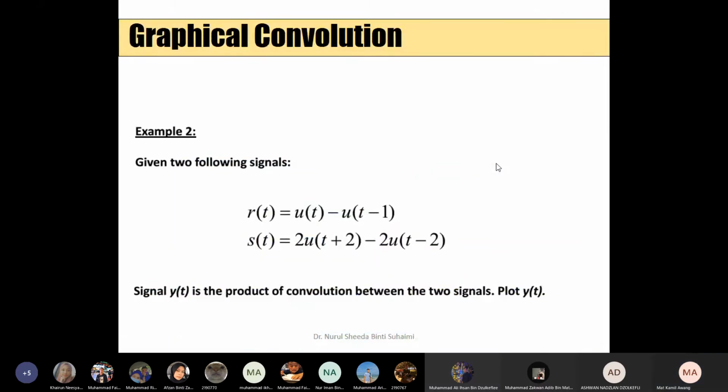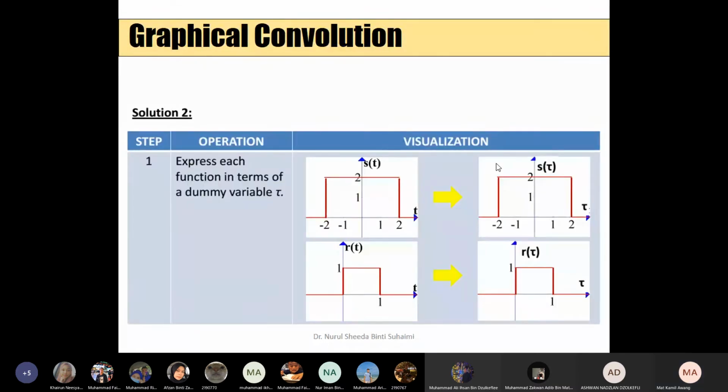Second example. Given two signals, r of t is equal to u of t minus 1, and a second signal s of t is equal to 2u of t plus 2 minus 2u of t minus 2. Signal y is the product of convolution between these two signals, and you need to plot. The top one is s of t.